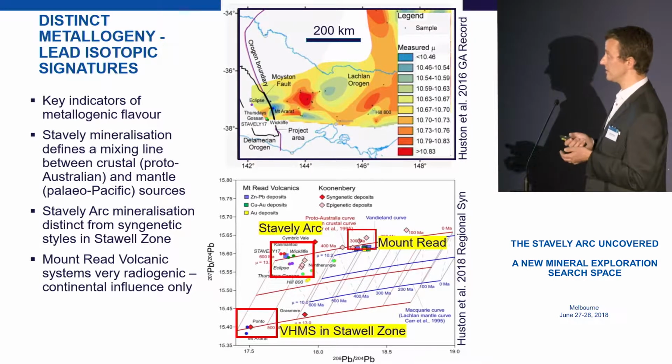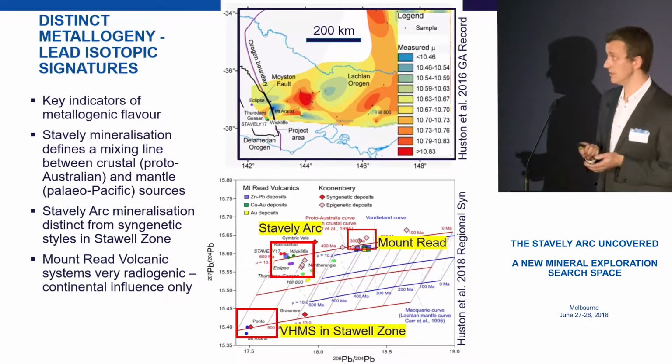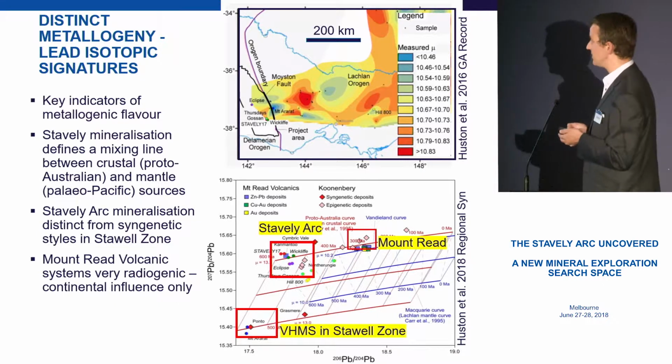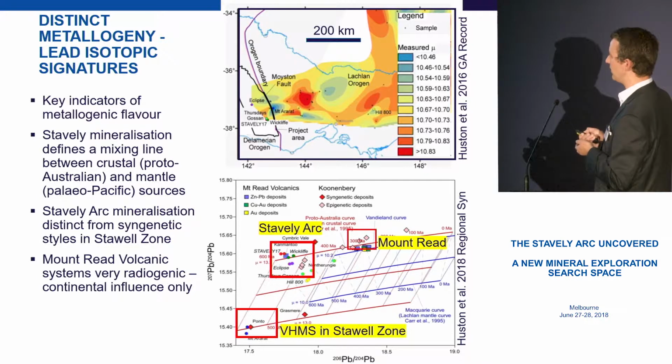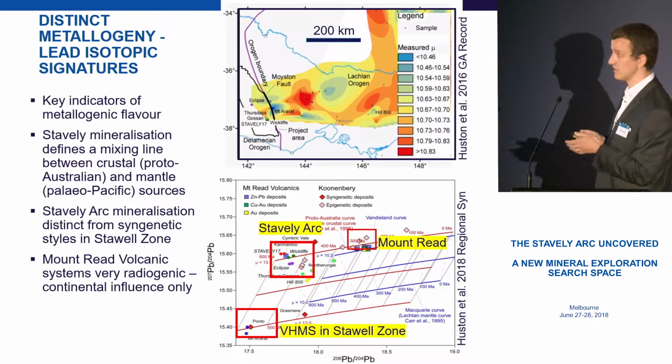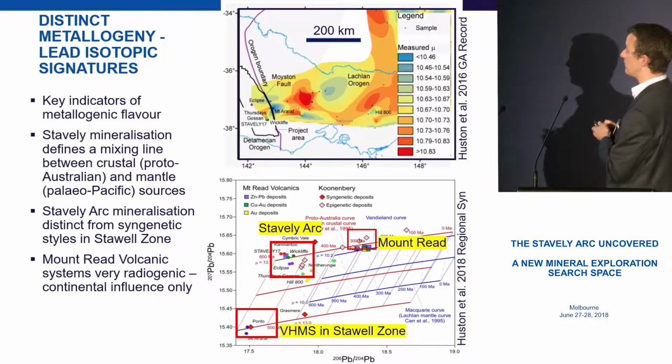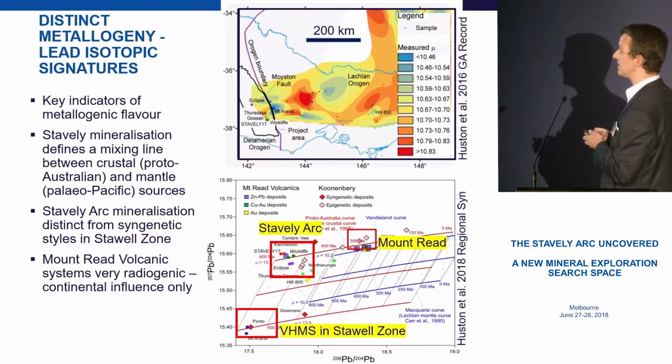If we look at the lead isotope signature, they're a key indicator of obviously the metallogenic flavour that we get in the Stavely Arc. There's been some mention already of how the Stavely Arc correlates with the Mount Read Volcanics. The lead isotope data demonstrates the Moyston Fault, which separates the Grampians-Stavely Zone and the Stavely Arc rocks to the west from the Stawell Zone to the east.